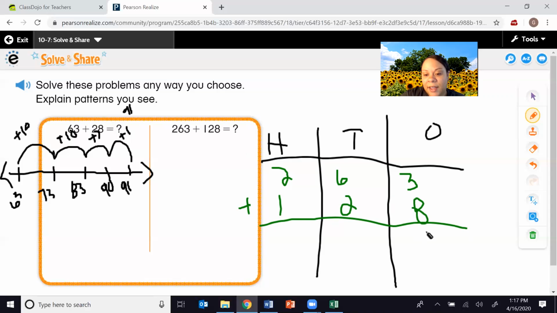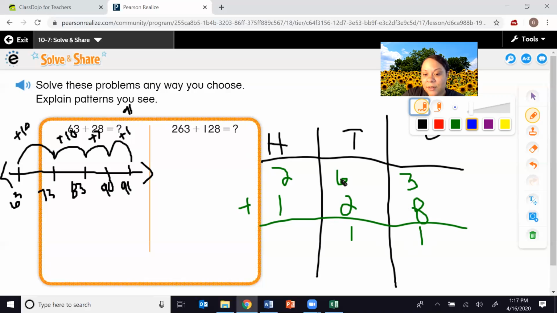So I have 8 ones and 3 ones. What's 8 ones plus 3 ones? Well, 8, 9, 10, 11. So I'm just gonna write 11 here. See how I'm doing it in my head? I'm not drawing anything else. But if it helps you, you can, but I'm just showing you how to do it in your head.